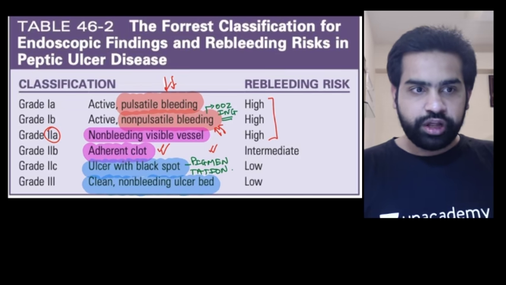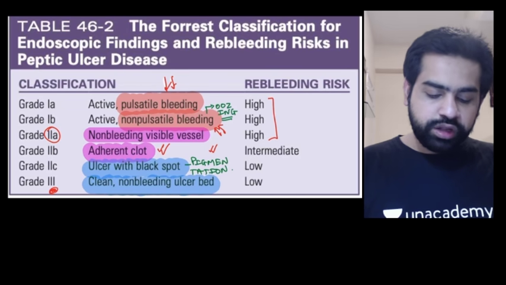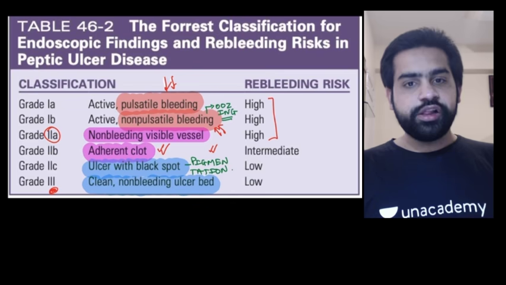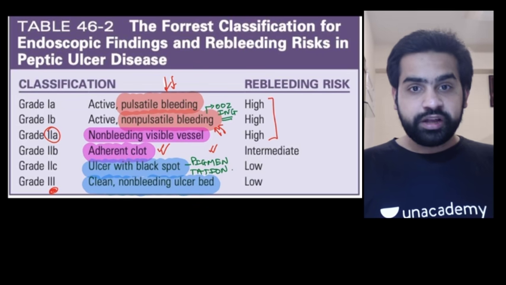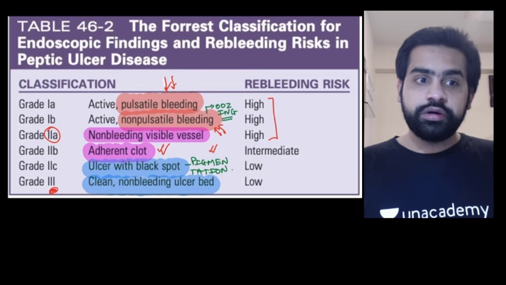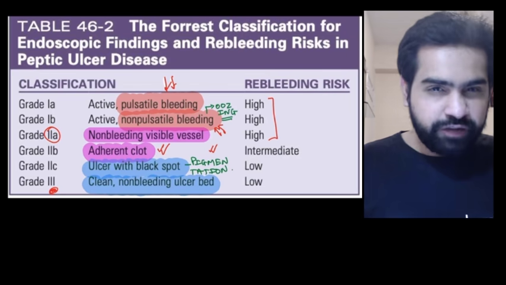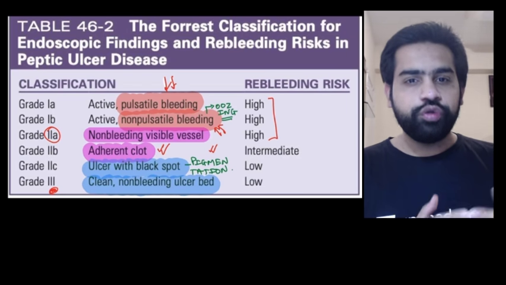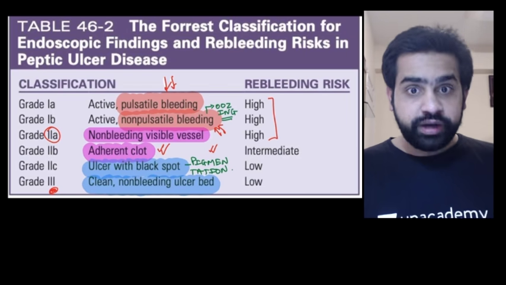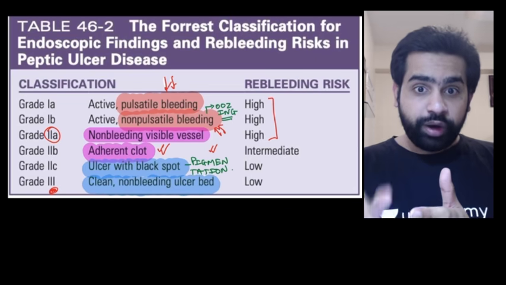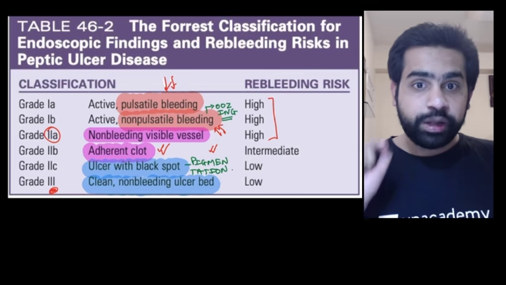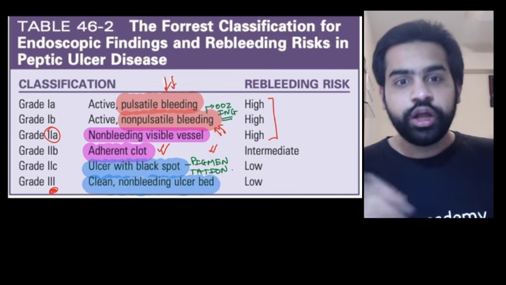Okay, 2C is pigmentation. And what about 3? You just have a clean non-bleeding ulcer bed, as if nothing has happened. That is a grade 3. So I hope you get this. I've made it a bit melodramatic just for you to understand it. I hope you remember it. You can pause this video right here, right now, and repeat it a couple of times. I'm sure you will be able to remember it over a period of time.